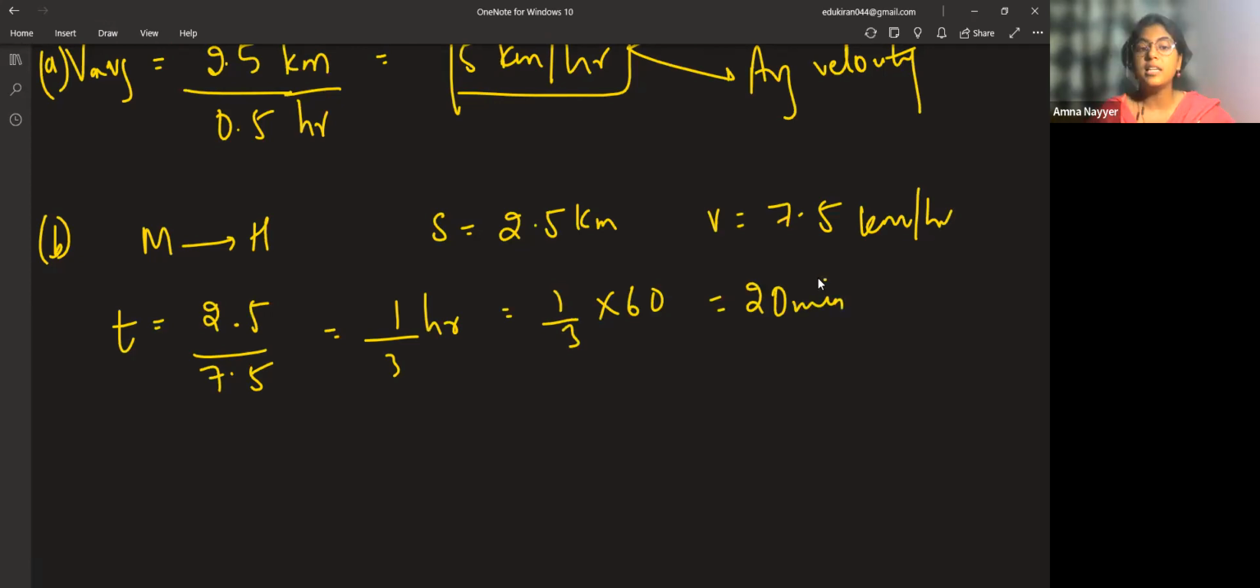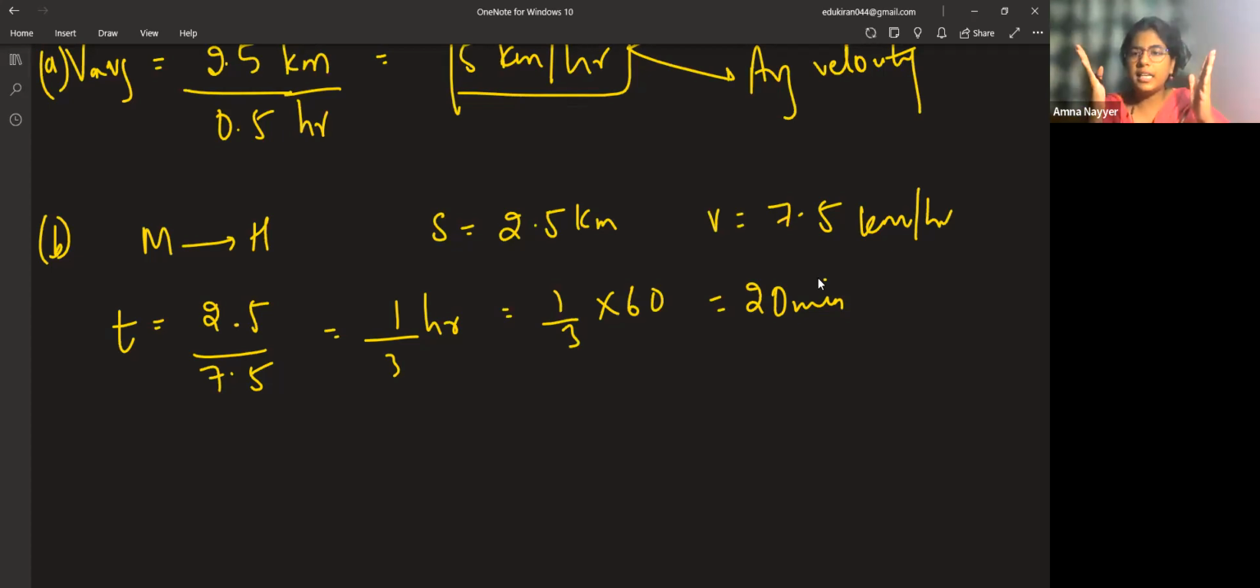See the difference. Distance is the same, but because of changing the velocity, obviously, you have increased the speed. The person is walking fast, so time will be less. He reached home 10 minutes before. When he was going from home to market, it took him 30 minutes. When he is going from market to home, it's taking him 20 minutes, right?